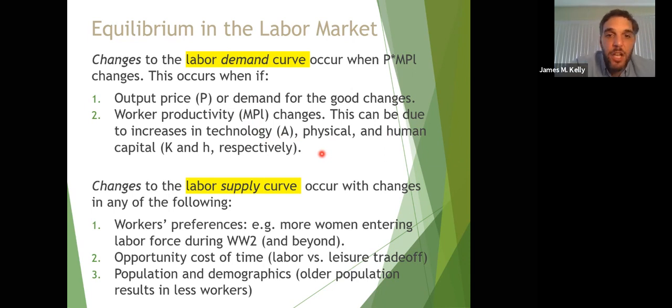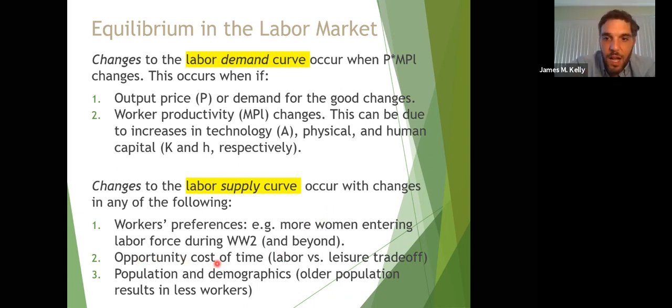On the supply side, changes to the supply curve occur when workers' preferences change. After World War II, more women, as we just saw in the previous video, entered the labor market because they had a change in preferences for working. They preferred to work more and were able to do so and learn some skills during the World War II time. And so their preferences for work changed, leading to an increase in the supply of labor.